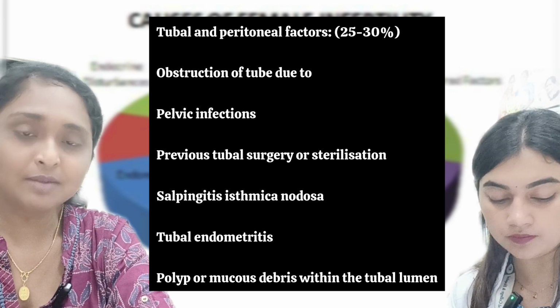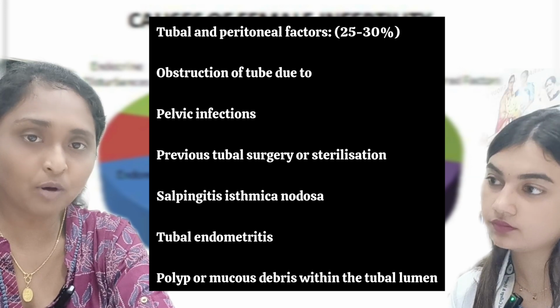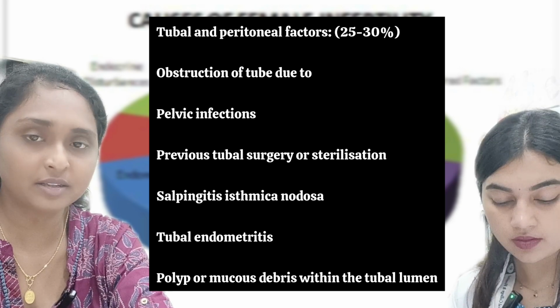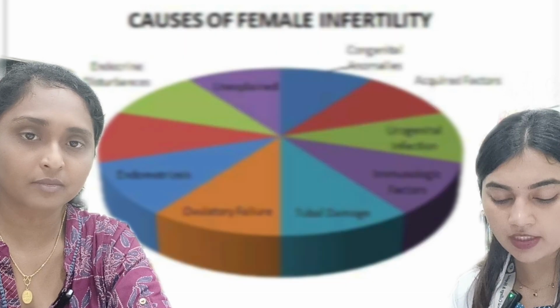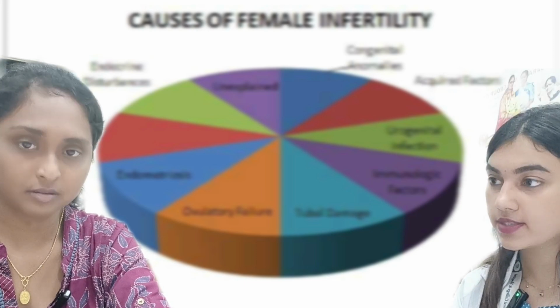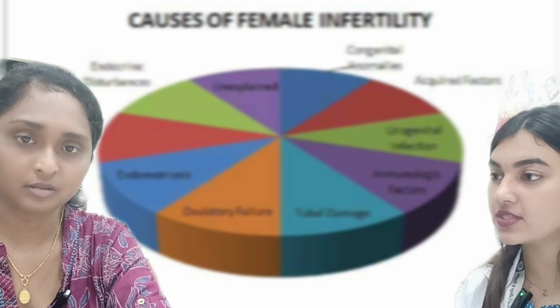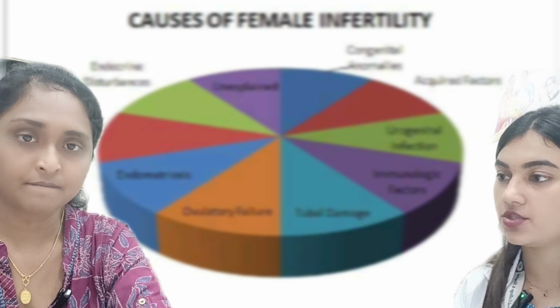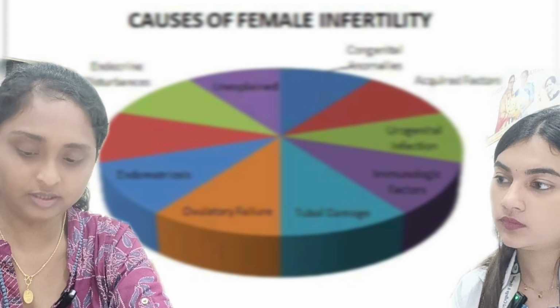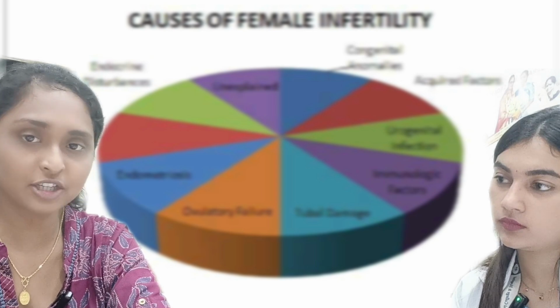There might be polyps and mucal debris which might be blocking the tube also. All these things have to be investigated. Next, peritoneal factors. Many, like endometriosis, then fibroids, then any previous surgeries done in the pelvic region. So peritoneal factors are mainly two things. One is endometriosis and second one is adhesions.